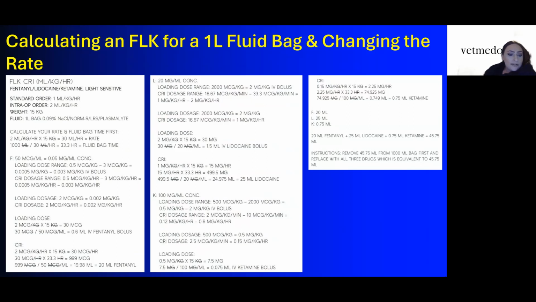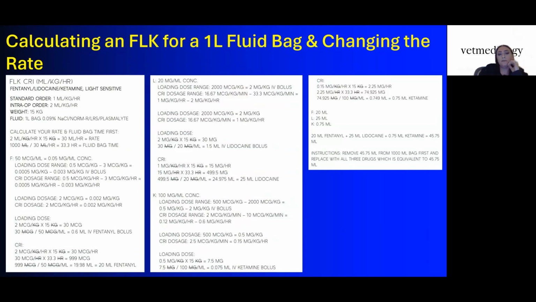The actual loading dosage that we'll be using today is 2 mics per kg. And the CRI dosage is going to be 2 mics per kg per hour. So 2 mics per kg times 15 kgs equals 30 mics. 30 mics divided by 50 mics per mil is 0.6 mil IV fentanyl bolus, and that's equivalent to 1 hour of fentanyl. The CRI, 2 mics per kg per hour times 15 kgs equals 30 mics an hour. 30 mics an hour times 33.3 hours is 999 mics. 999 mics divided by 50 is 19.98 mils or 20 mils of fentanyl.